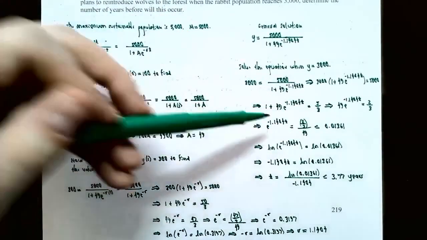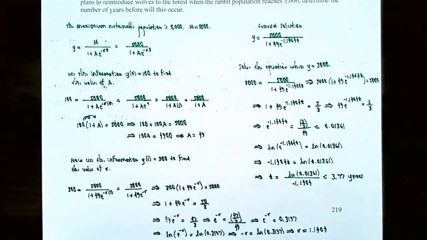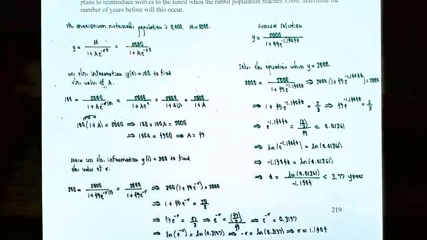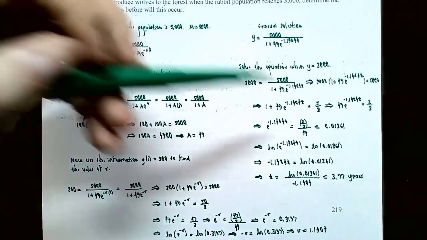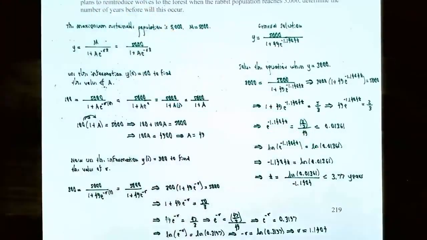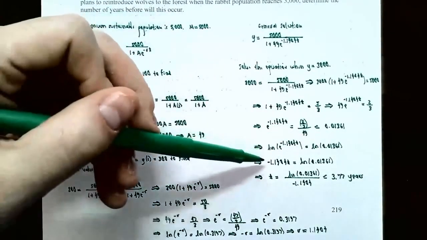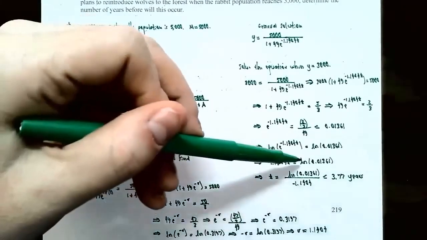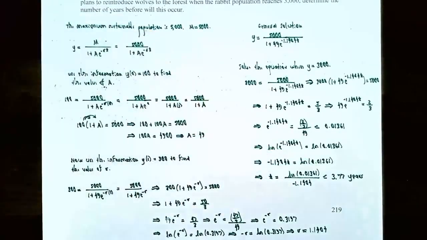And now you have e to a power by itself on one side of the equation. You can use the natural log to help you cancel out base e. So natural log of e to the exponent negative 1.1404 t is equal to natural log of 0.01361. And so natural log and base e will undo each other because they're inverses. You'll be left with negative 1.1404 t is equal to natural log of 0.01361.